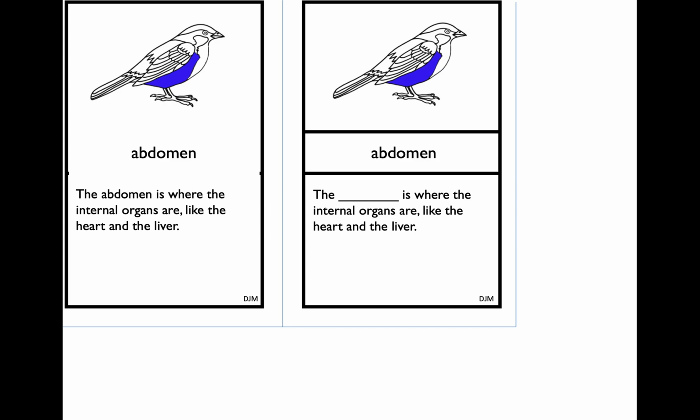Abdomen. The abdomen is where the internal organs are, like the heart and the liver. And the word abdomen is a fancy science word, which really means belly or stomach. So we also have abdomens. It's our stomach.